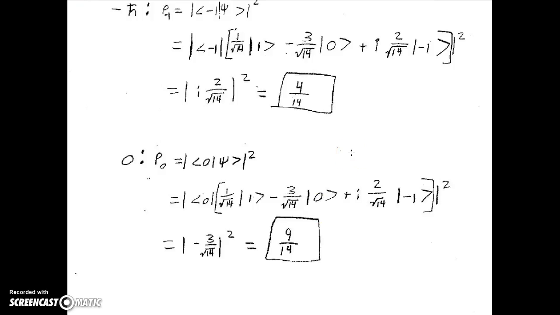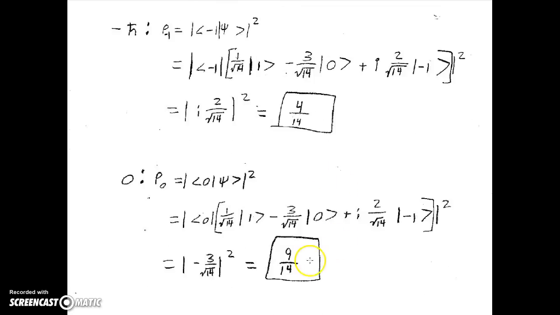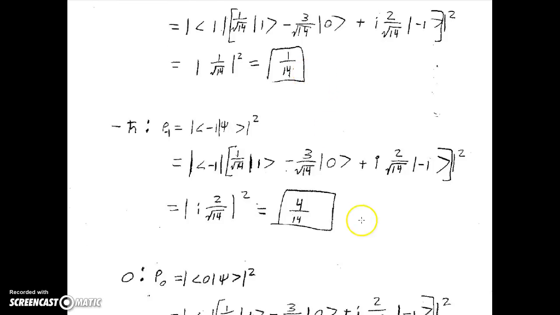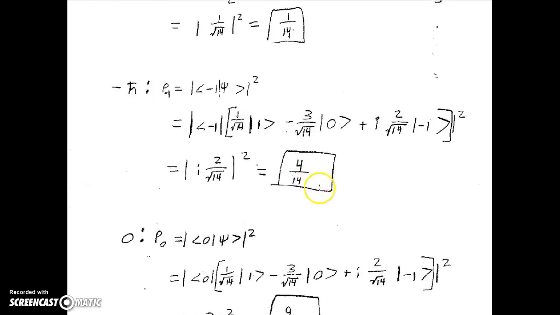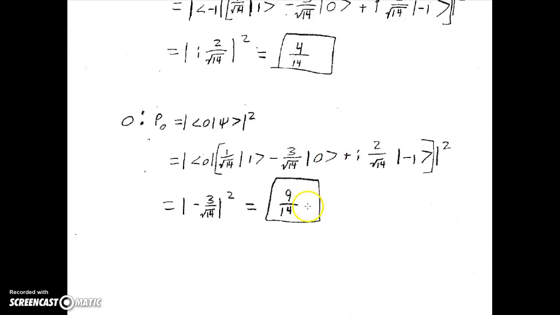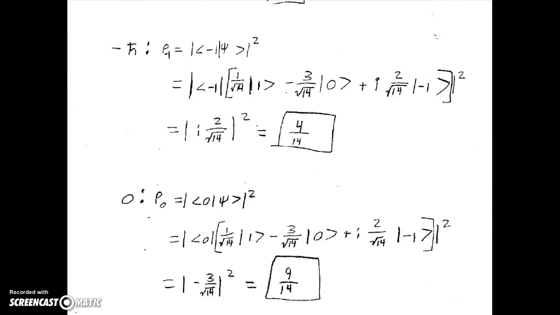And we can check that it's correct because these values should add up to 1. The totals of the probability should be 1. So 1 over 14 plus 4 over 14 is 5 over 14. And then 5 over 14 plus 9 over 14 is indeed 1. So therefore, we know these are probably the right probabilities.